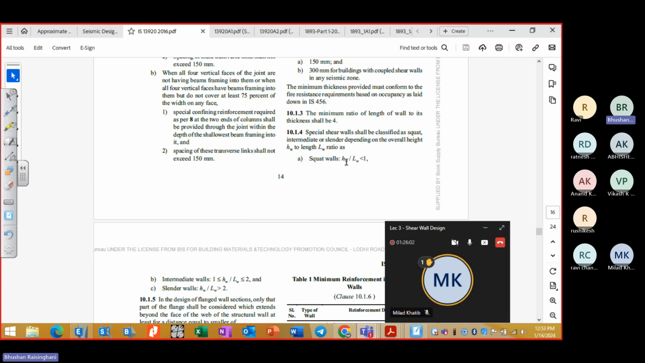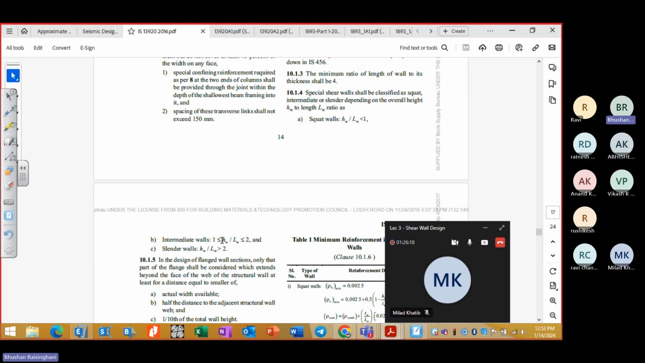So height of the wall versus length of the wall, if it is less than 1, that means your height is less, so it is acting as a squat wall. Short wall and length is more, so it will act as a squat wall. Intermediate: height versus length 1 to 2, then it is an intermediate wall. Slender walls are height to length greater than 2, so height is more, your length is less.